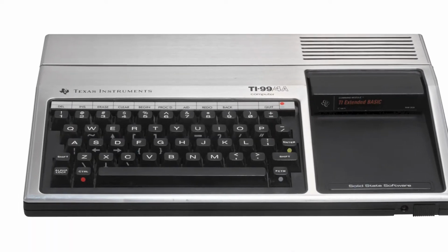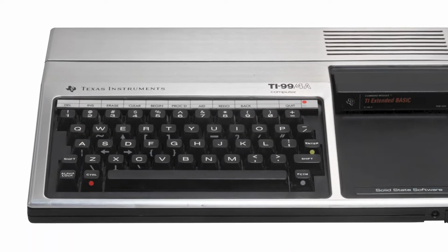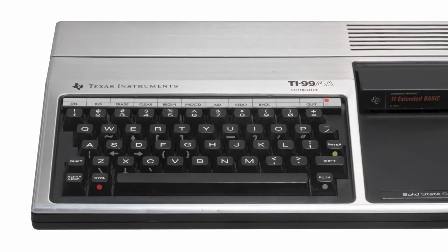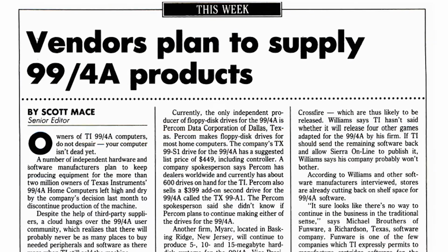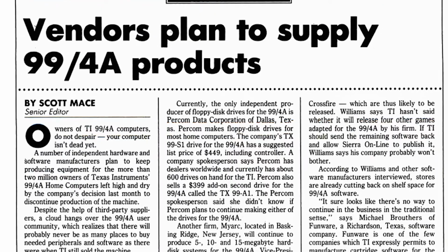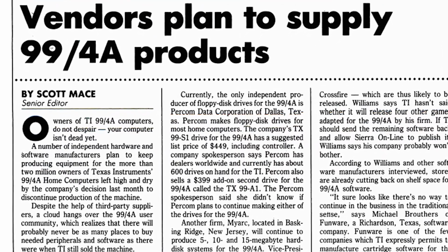Lastly, the small keyboard with a non-standard layout and lack of 80-column display made the machine a bad fit for word processing or other serious business applications. All of these factors together led to a discontinuation of the system in 1984 with just 2.8 million units shipped, and with TI exiting the home computer market entirely.